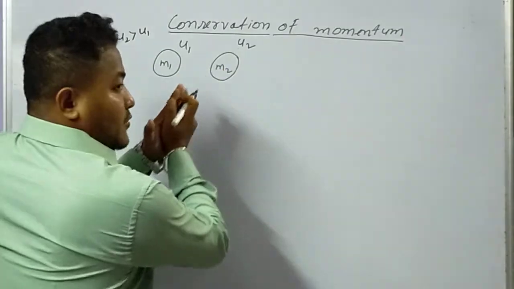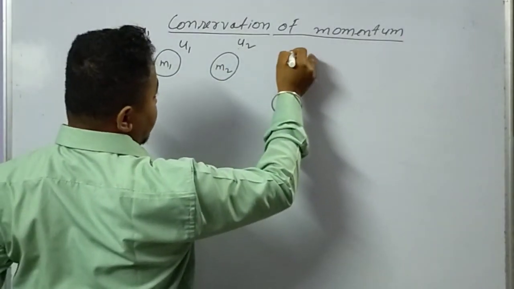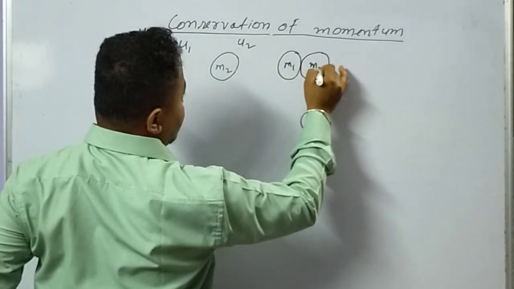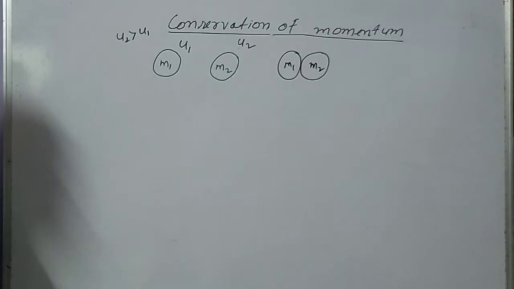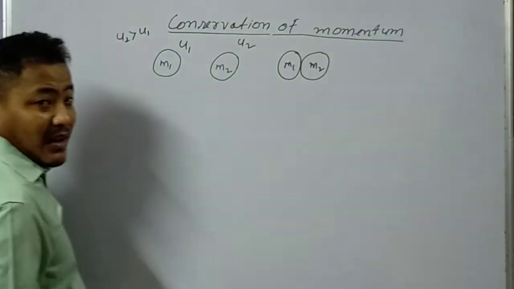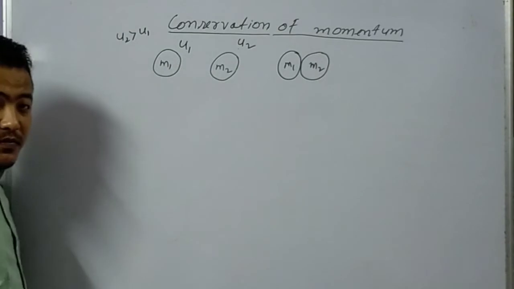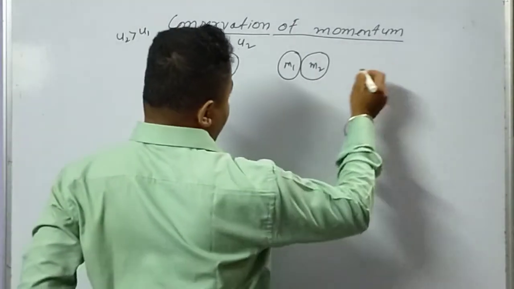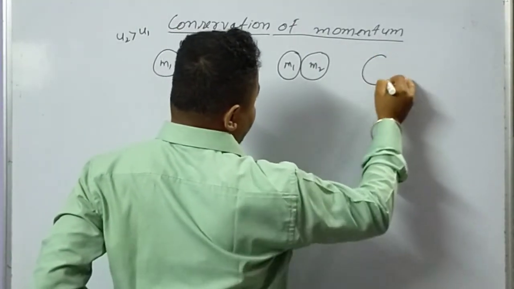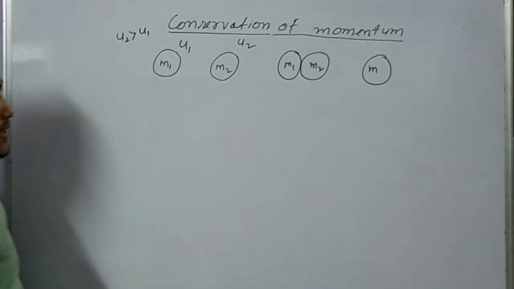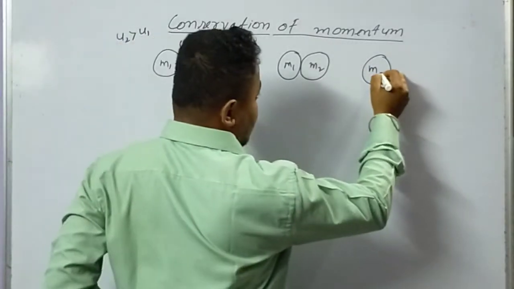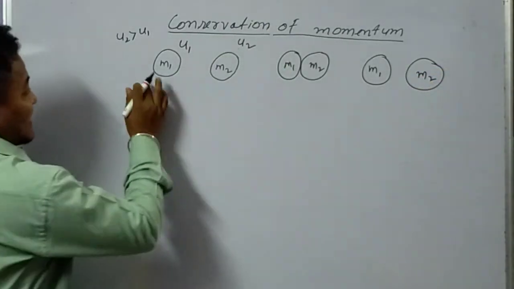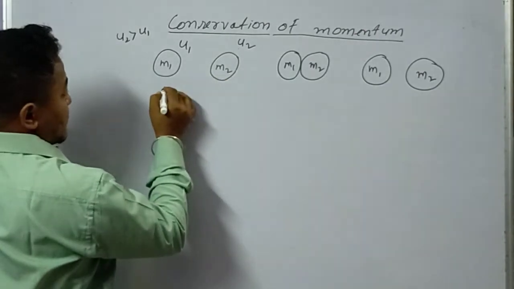Now they are about to collide. Now they will face a collision. So this is m1, this is m2. Now they have been colliding with each other. Once they collide, their velocity will be changed. Is that clear? After collision, the mass will not change. Mass will remain constant: this mass is m1, and this mass is m2. But this situation was before collision.